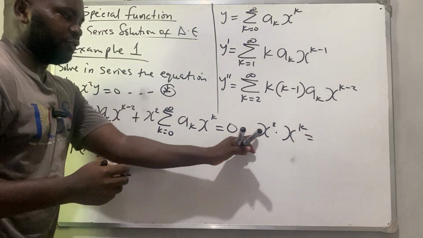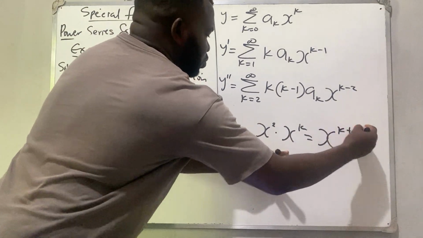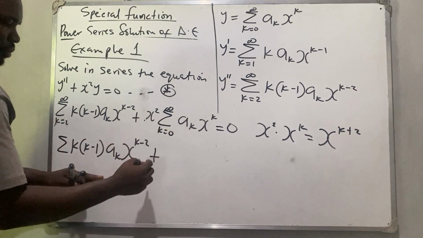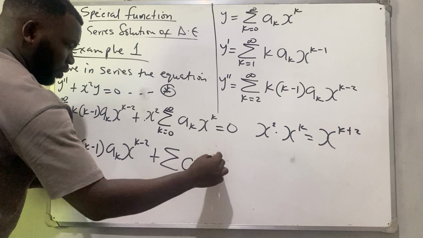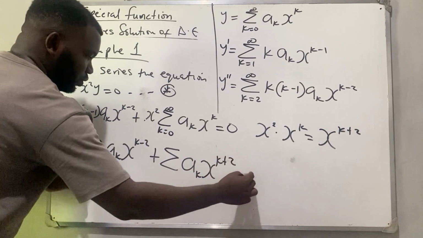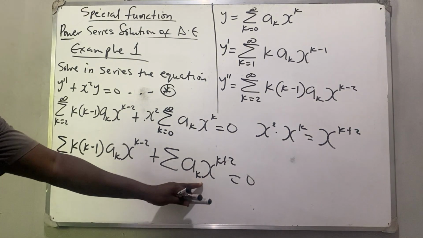So indices say that if the bases are the same, take one of the base, then add the powers. So I'm going to have k plus 2. If this one is multiplying this one, I'm going to have the summation of what? ak x raised to power what? k plus 2 is equal to 0.